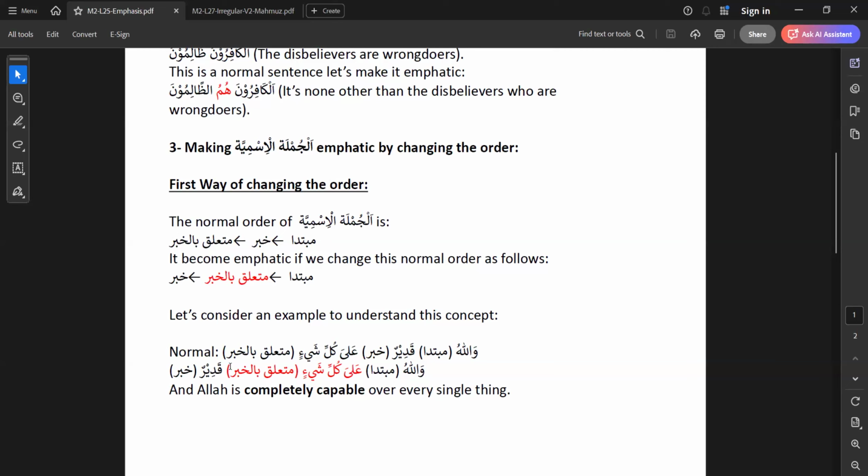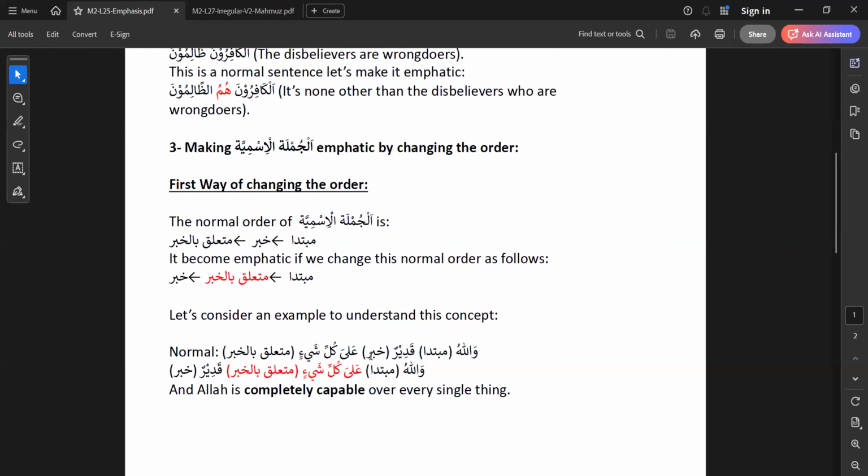Let's look at an example. We have Wallahu qadirun ala kulli shay'in. So here, Allahu is the mubtada. Then we have qadirun, which is the khabar, then ala kulli shay'in is the muta'alliq bil khabar. That's the order of a typical, normal jumla ismiya: the mubtada, khabar, and then the muta'alliq bil khabar.